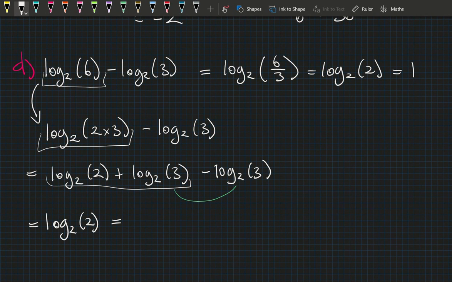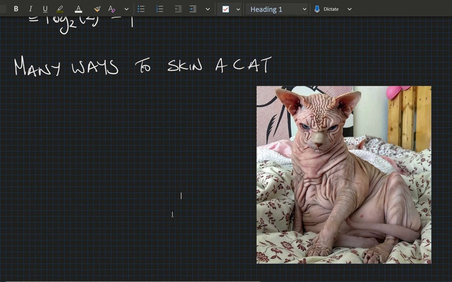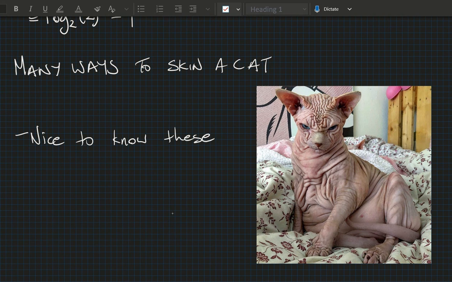So as you can see, there's many ways to skin a cat, which this poor guy found out about the hard way. He looks a little bit too cool for his own liking, eh? Alright, so apart from skinning a cat, it's also nice to know that our laws of logs are consistent.